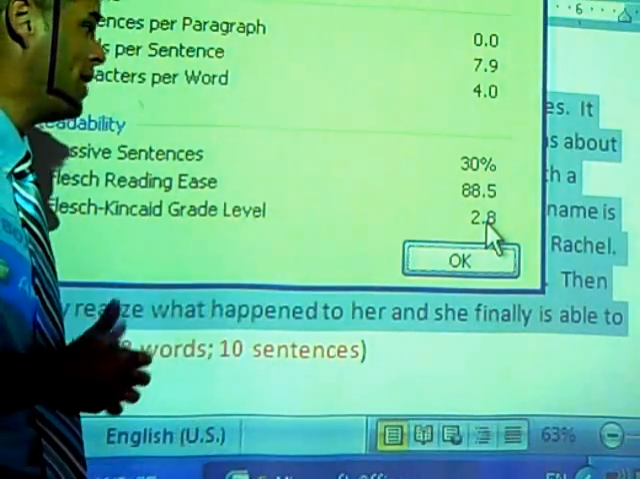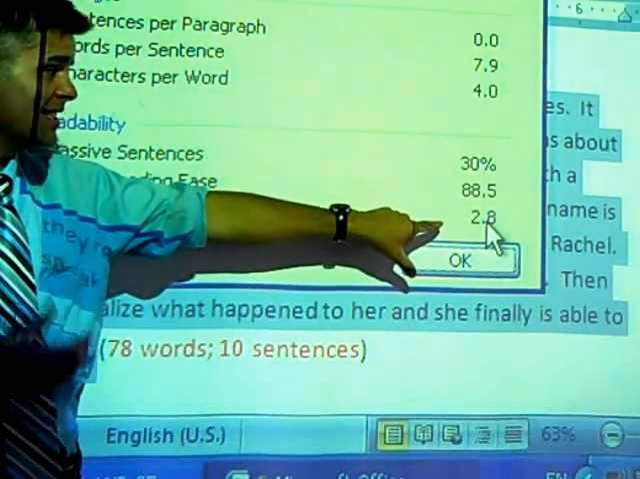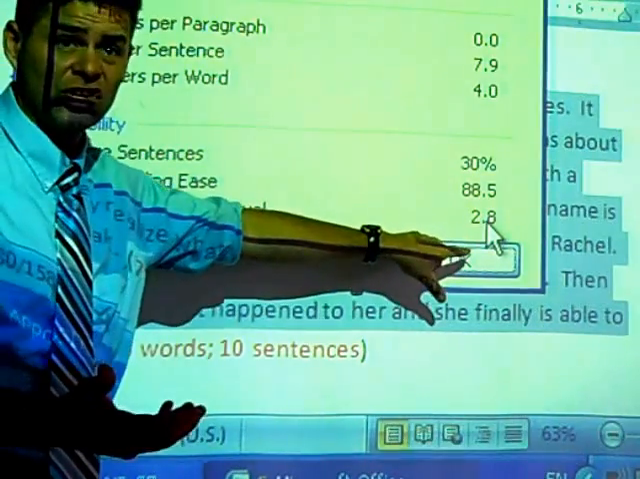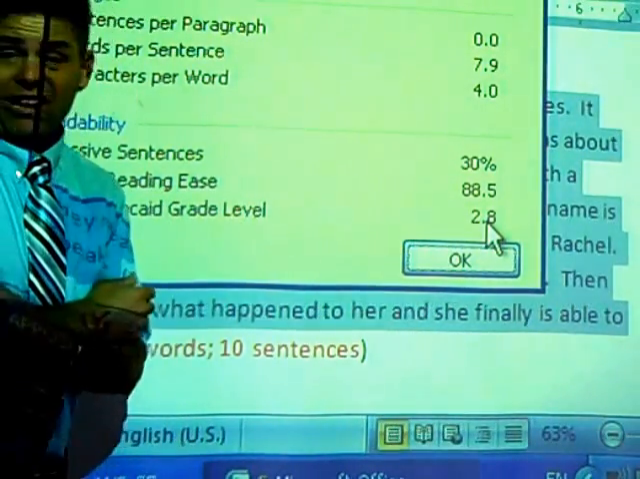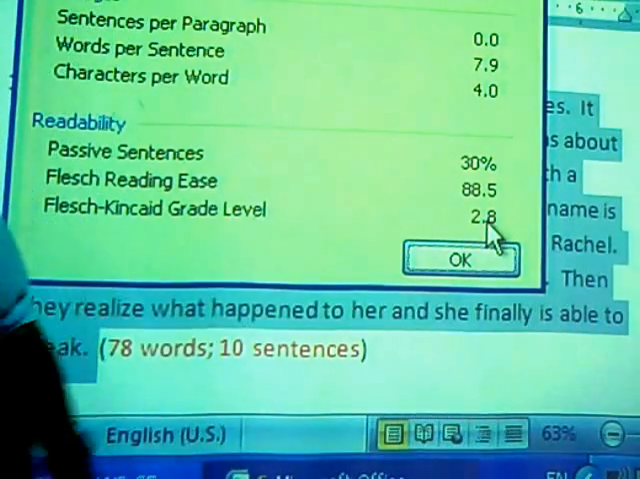There are ways to defeat it with short passages, but for now, we'll focus on this 2.8. That tells me that this passage, all simple sentence structure, is about a third grade reading level, which makes sense because it is, in fact, all simple sentence structure.